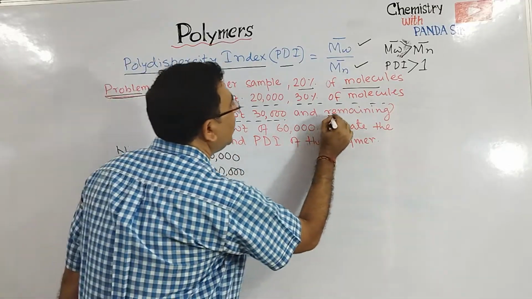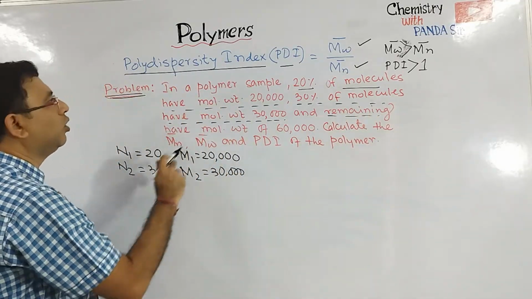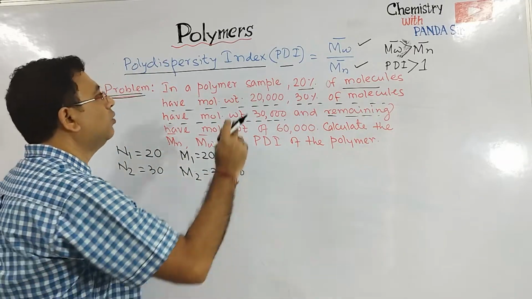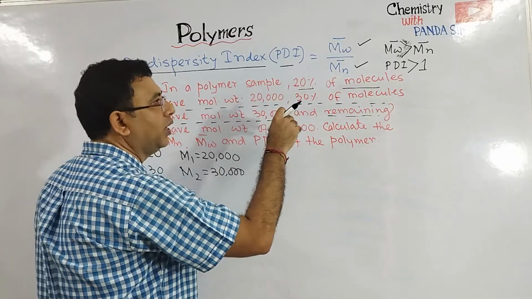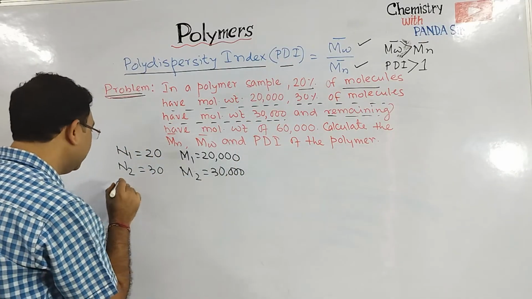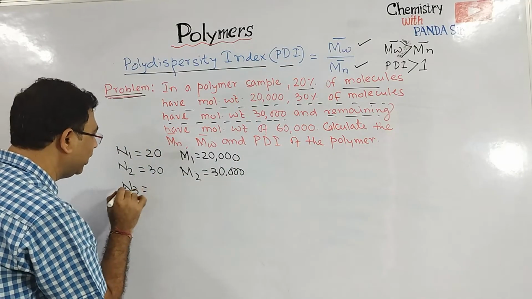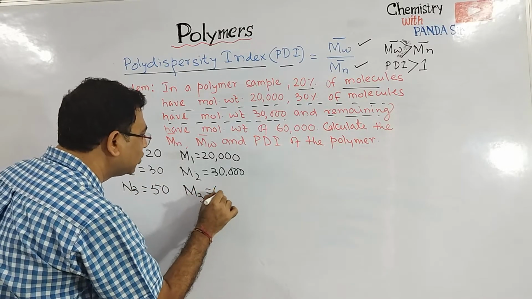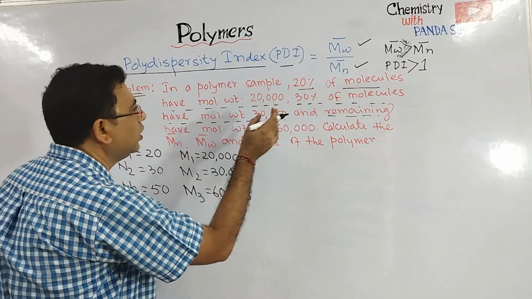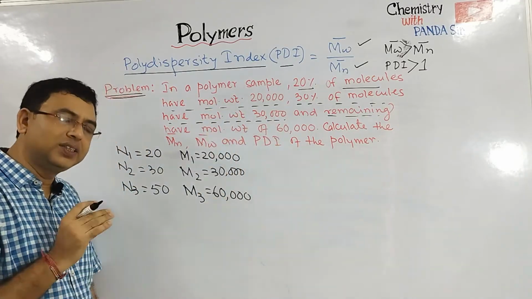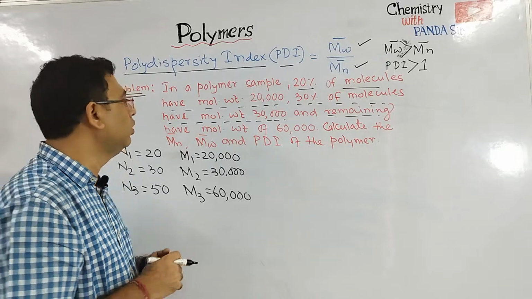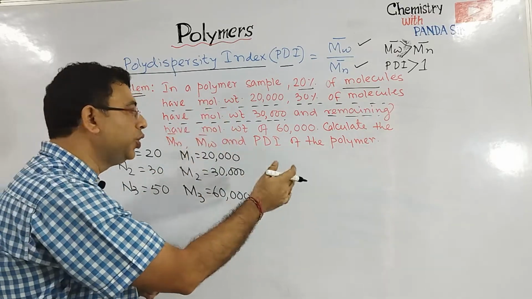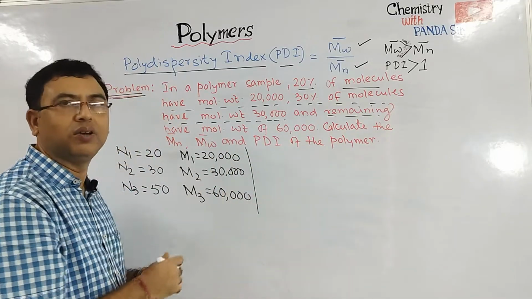And then remaining. Now what is the remaining? Because we are talking in terms of percent, so total must be 100. Since 20 and 30 is 50, subtract from the 100, remaining will be 50. So N3 value will be 50 and value of M3 is 60,000, given in the numerical. I said in any given numerical you will find all these values. ये सब दिया रहेगा. Only thing we have to do is put into the equation and calculate quickly.